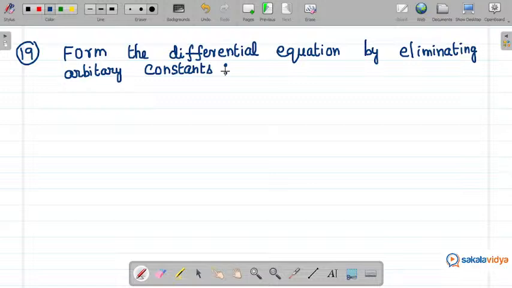That means the given equation is xy equal to a e power x plus b e power minus x. Here both a, b are parameters. Try this question.